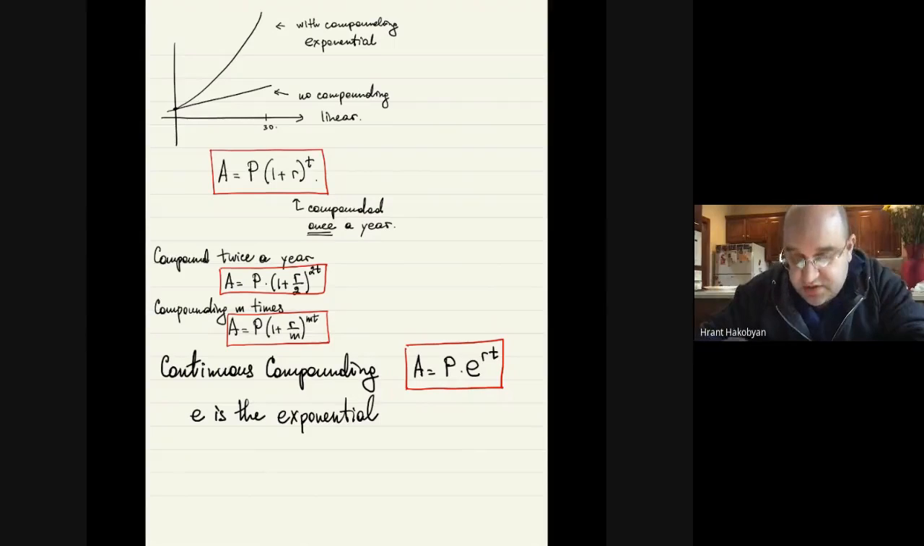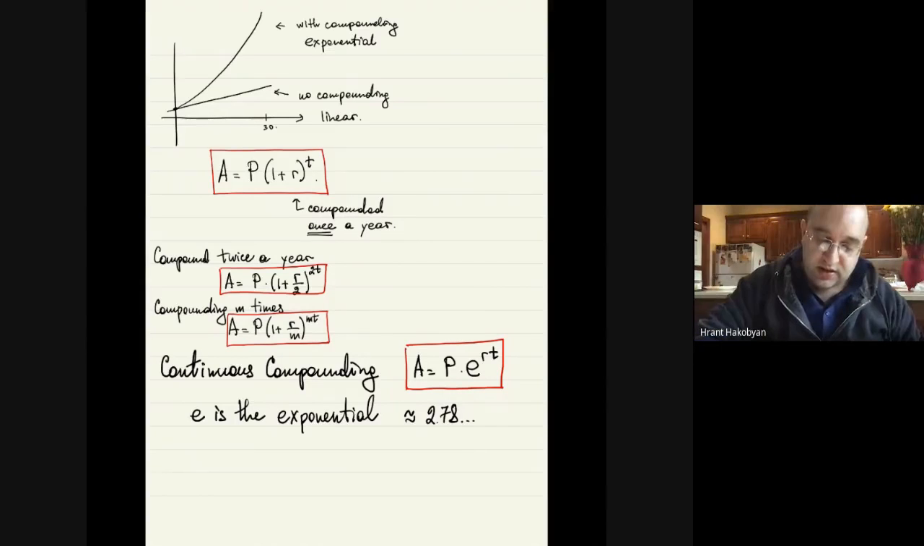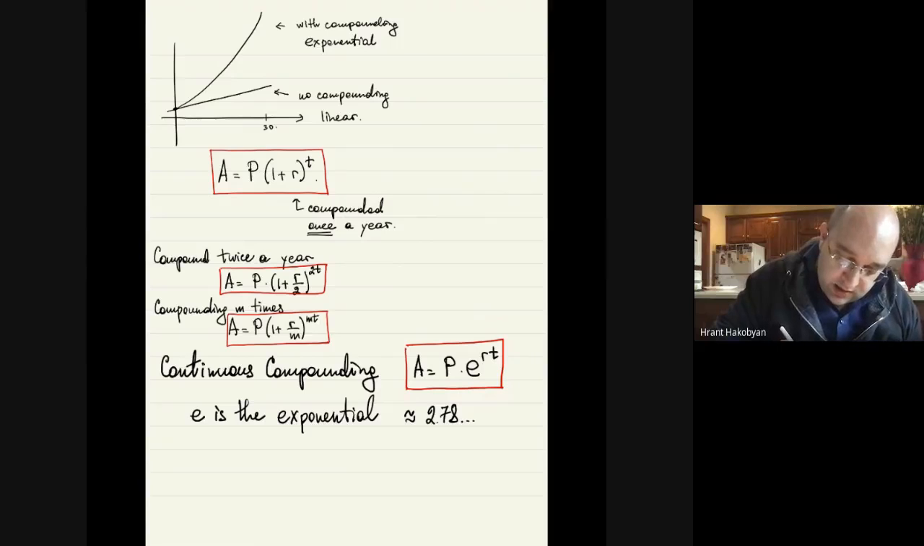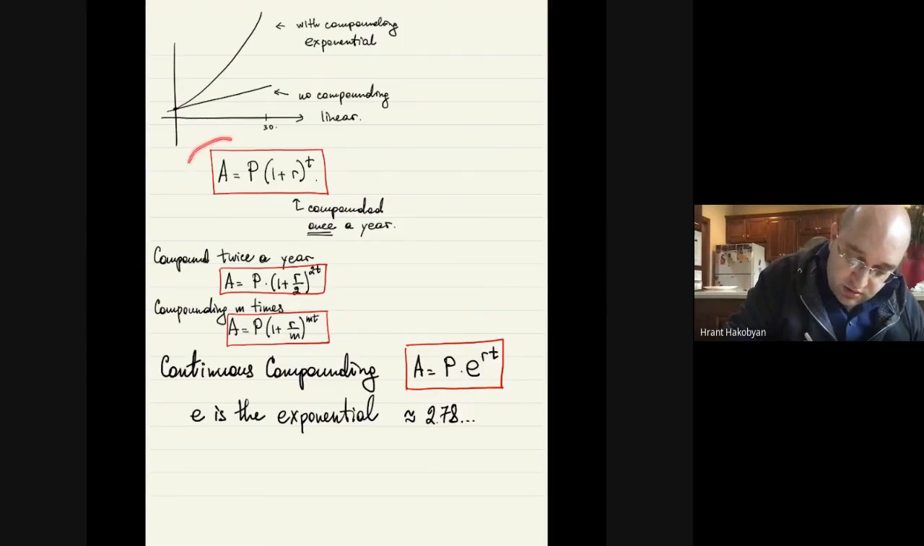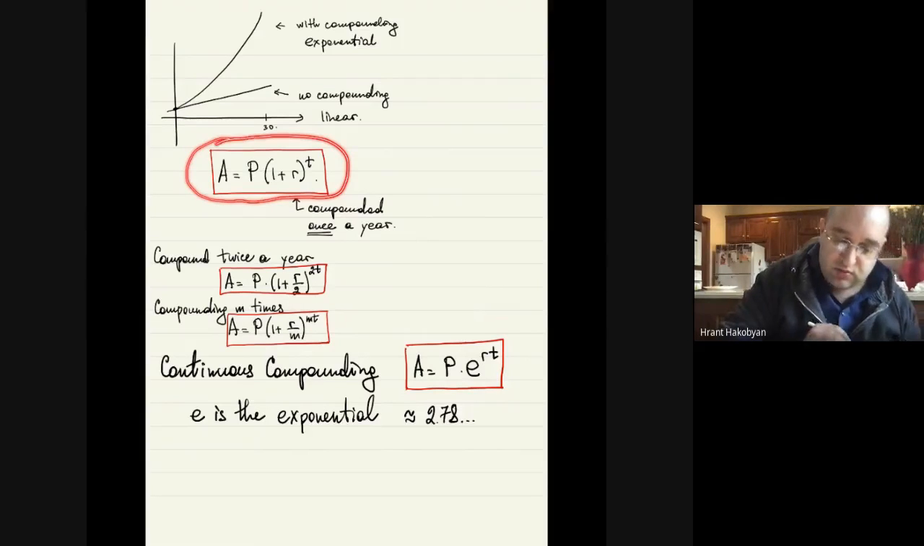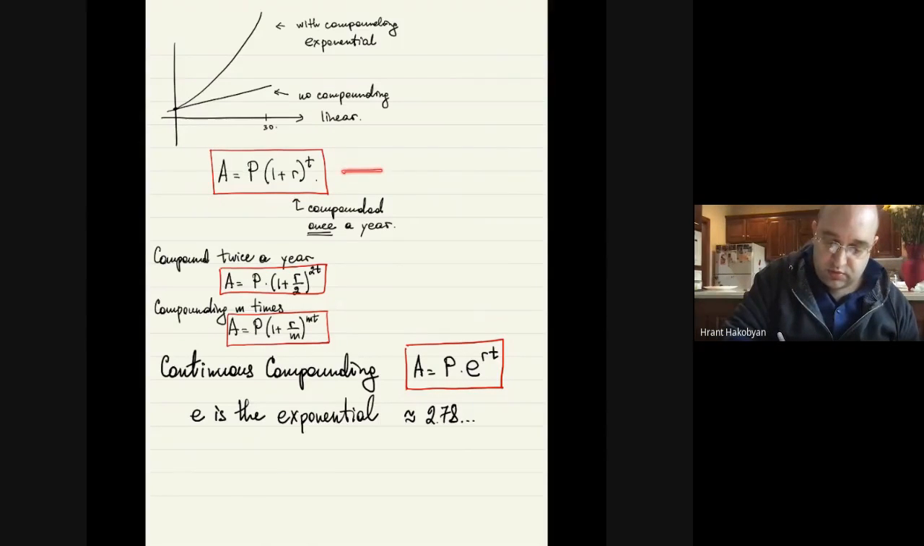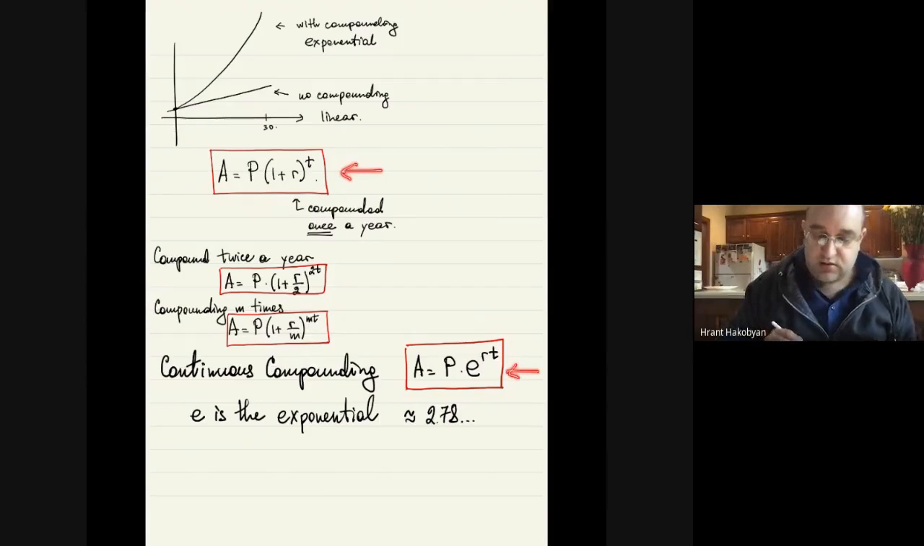So it's this special number that we talked about when we talked about natural logarithm. It's approximately 2.78, etc. Okay, so those are the two formulas which will be useful for us. This one here is used for continuous compounding, and I won't really do compounding more than once a year, so I will just use this one here. So those two formulas are the important ones, this one here and this one here.